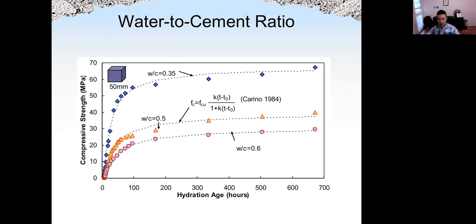Based on the curve, we can get an equation. For example, here the strength fc is equal to fcu, where fcu means ultimate strength. U is for ultimate, the final strength of concrete. K here is a constant. t is the time, and t0 is the age when the concrete starts to gain strength, typically the time when concrete sets, the final set time for concrete.